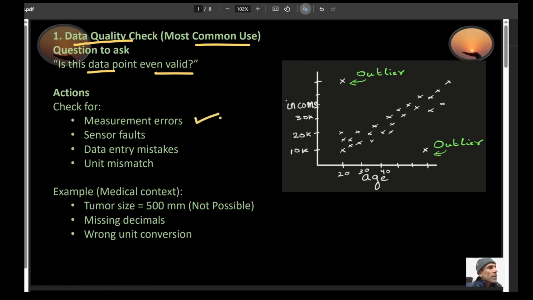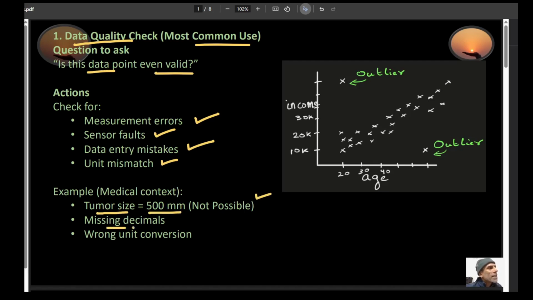Measurement errors: maybe there's a fault in the sensors, and that's why it gave you that weird value. Maybe it's a data entry mistake, or maybe there's a units mismatch. For example, in a medical context, let's look at tumor size. Maybe somebody wrote a tumor size as 500 millimeters, but that's not possible. So you know this one is not even valid.